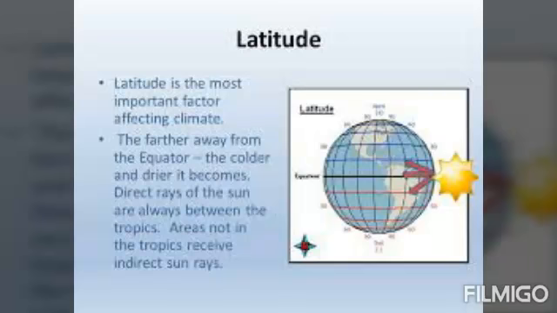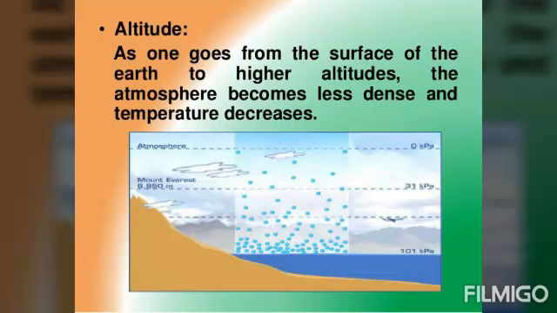Similarly, the northern zone does not have the midday sun almost vertically overhead during any part of the year, while the southern zone has the midday sun almost vertically overhead at least twice every year. Now next we will discuss about the next factor, that is altitude.